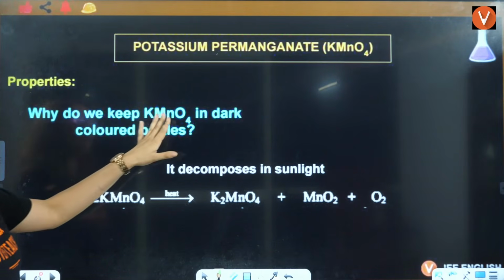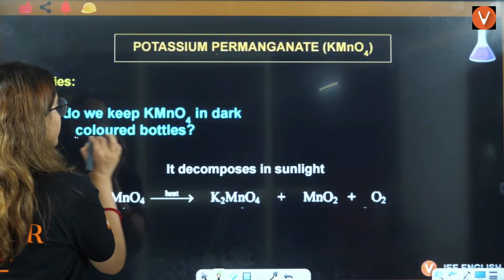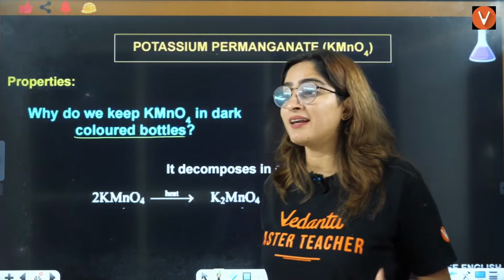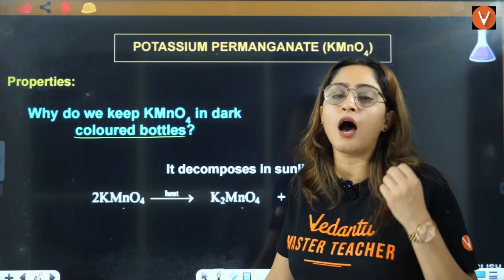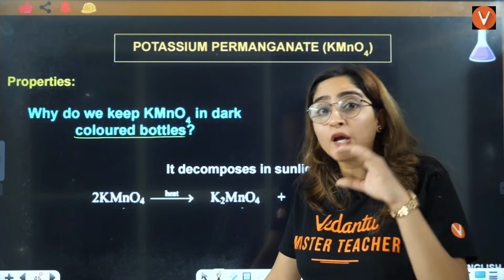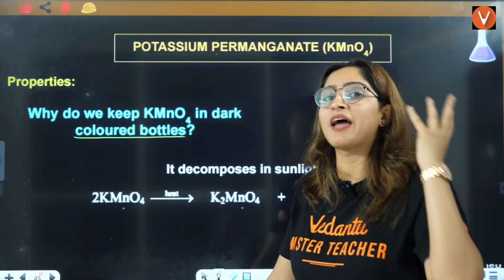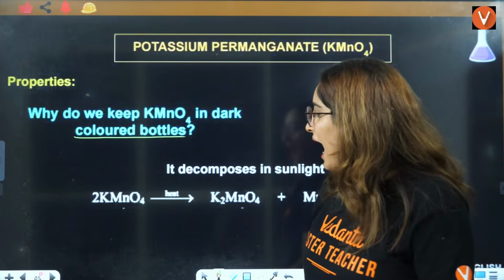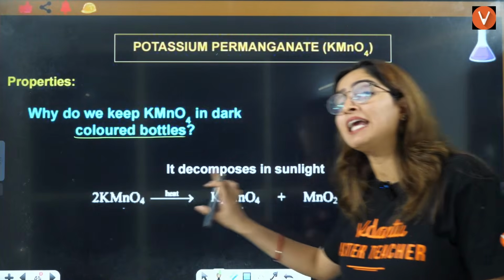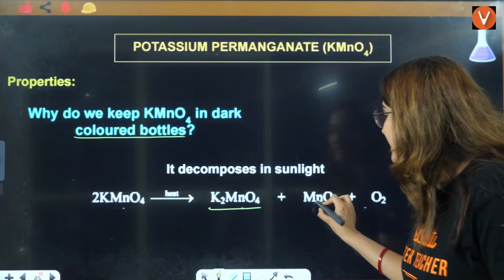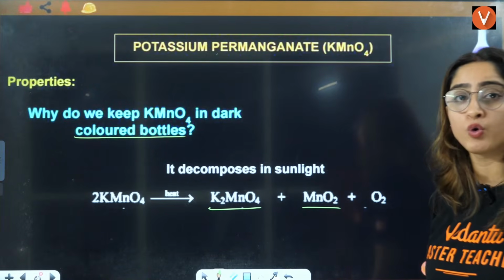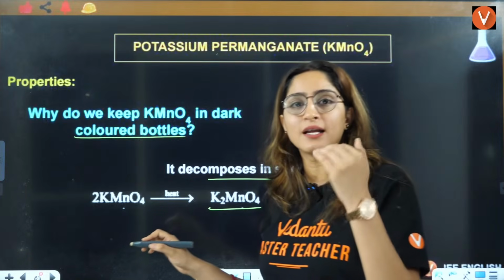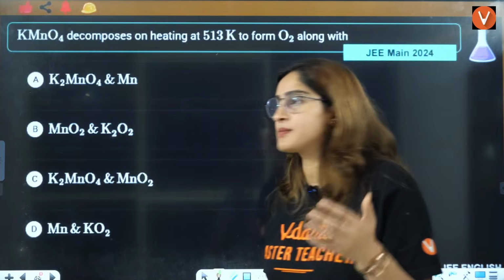Why do we keep KMnO4 in dark bottles? This question they can ask you. If you see in labs, KMnO4 is kept in a dark bottle. Why is it so? Because when light strikes it, it will absorb the energy of the light, and after absorption, it will be decomposed to manganate, MnO2 and O2. That is the reason it is not kept under sunlight, because it decomposes, right?